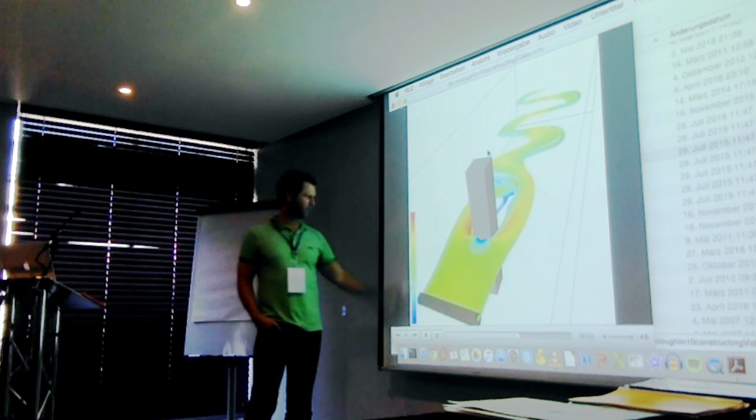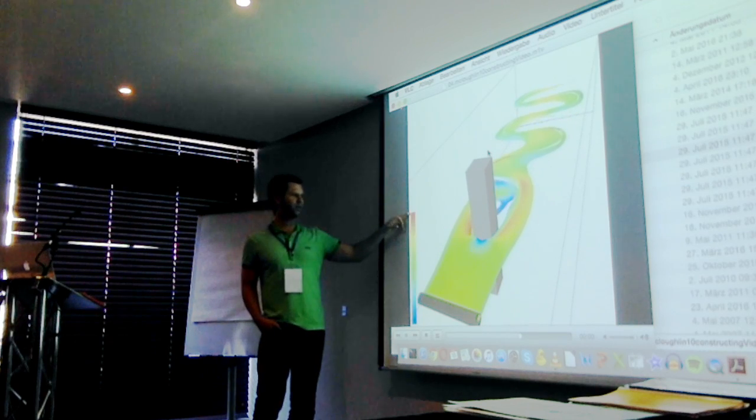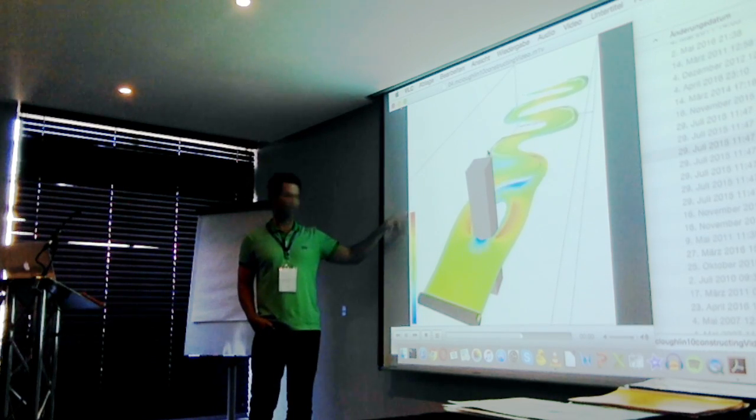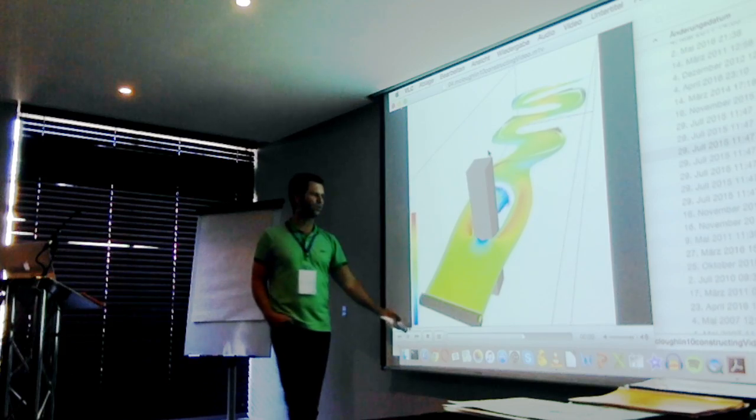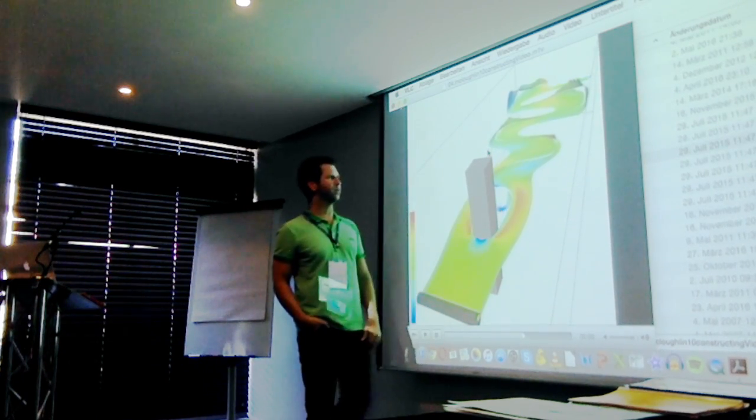By the way, the color is mapped to velocity magnitude in this case. So this is high velocity magnitude, fast flow, and this is slow flow. So this is the highest velocity, and the slowest velocity is right behind the cylinder.